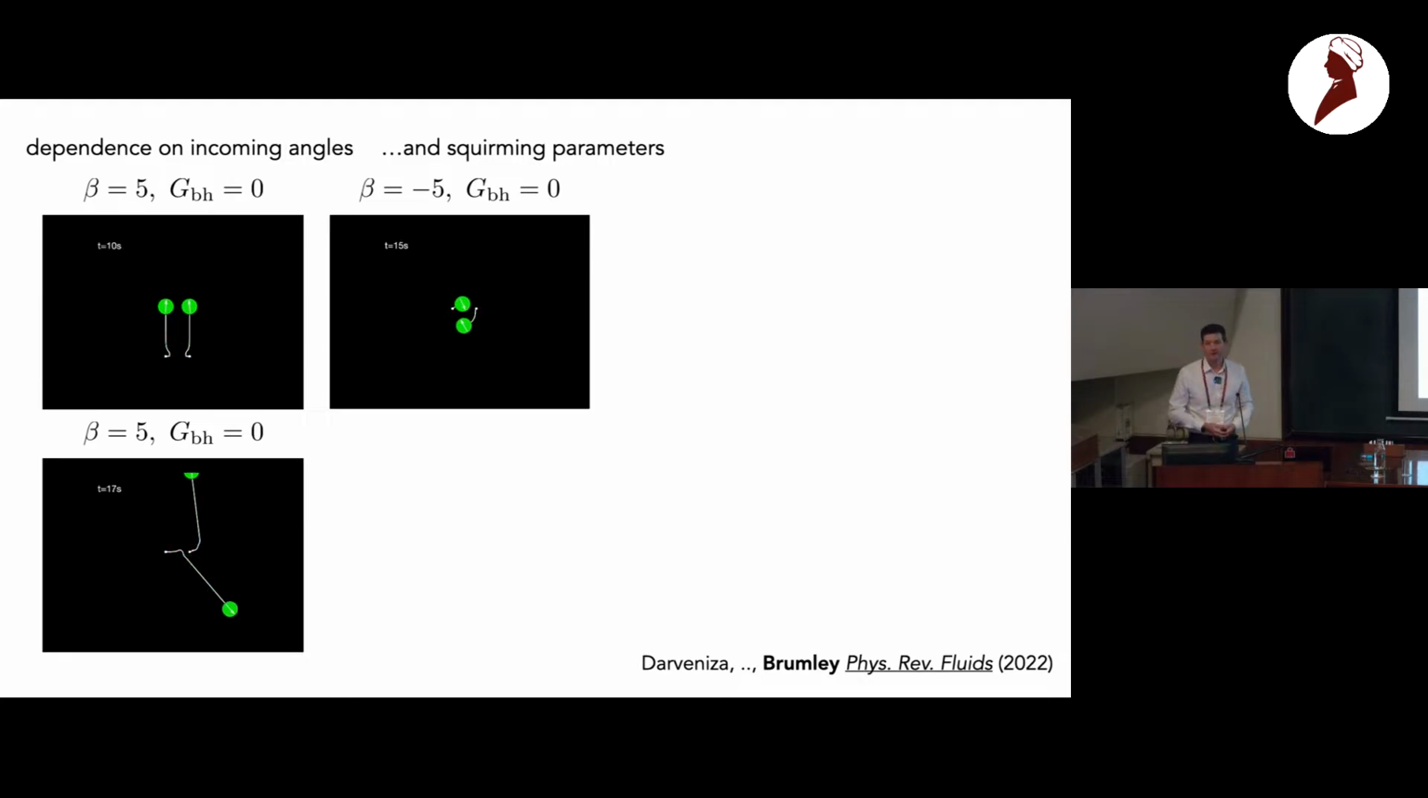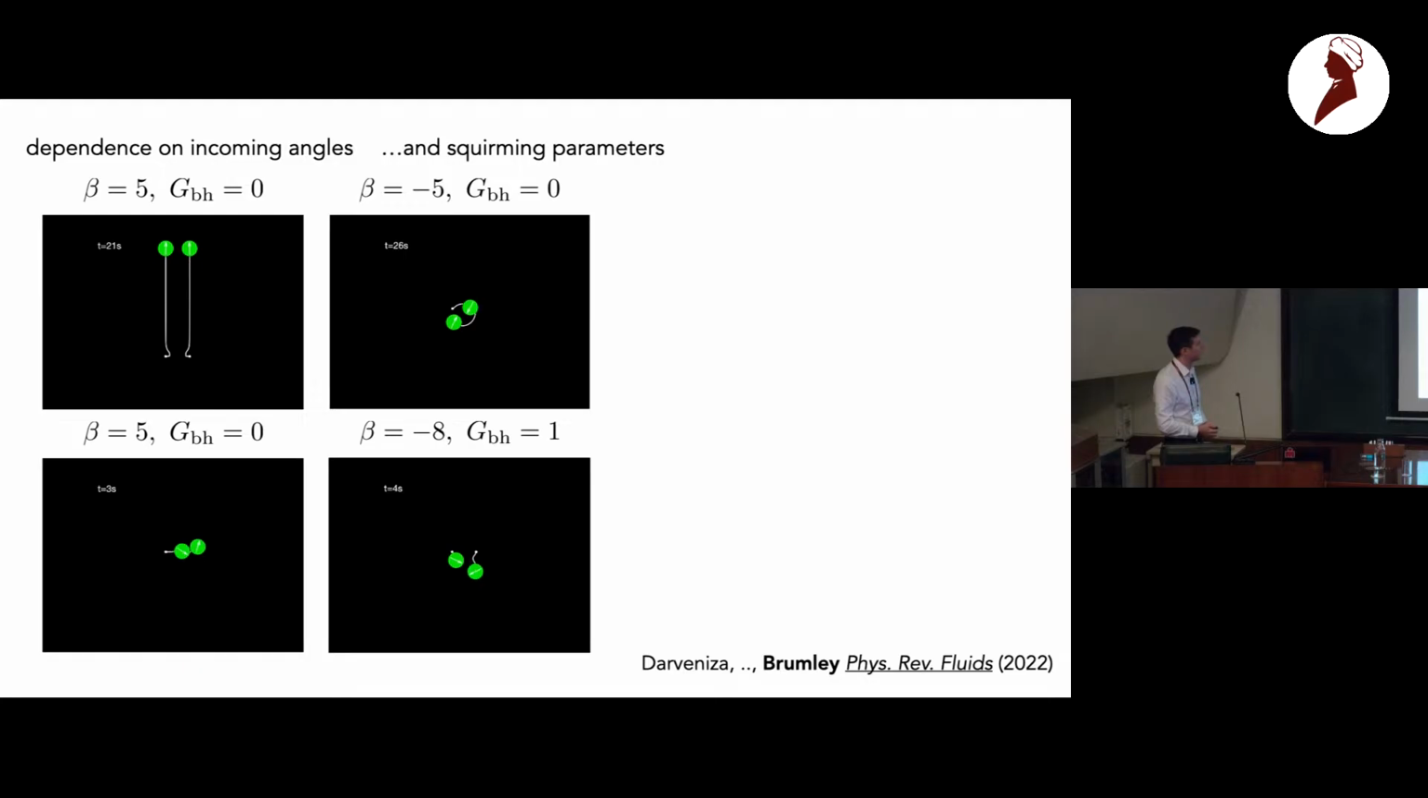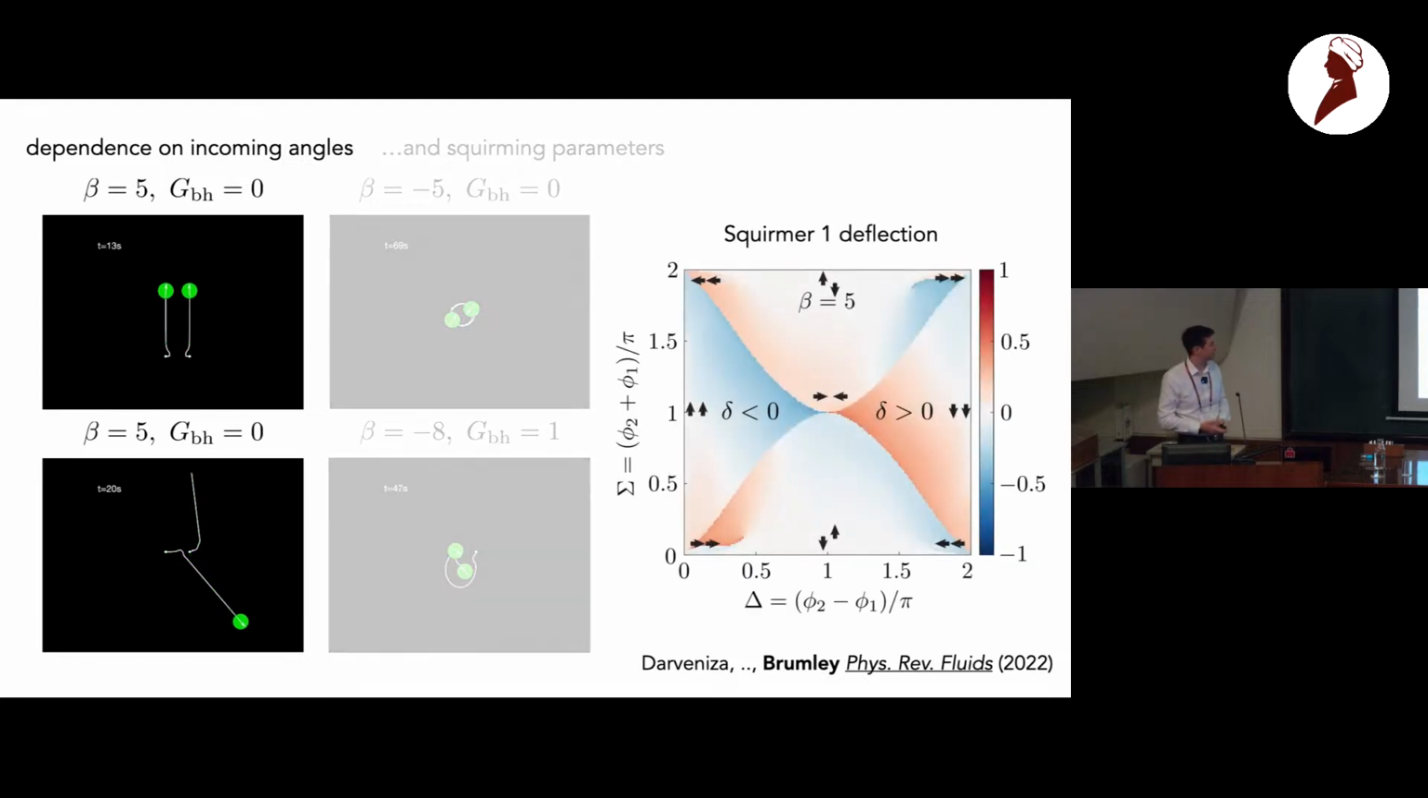Perhaps they orbit one another indefinitely like this, or in the case where you switch on gravity, this orbiting can exhibit a drift upwards, okay? So gravity is trying to move them upwards. And so if we put all this together, it's possible to go through and really characterize the outgoing angles as a function of the incoming angles of these micro swimmers.